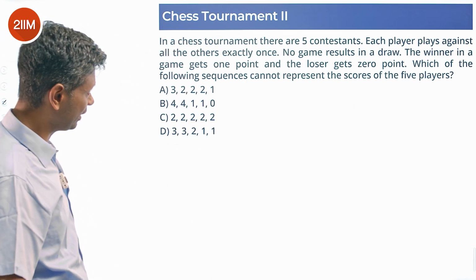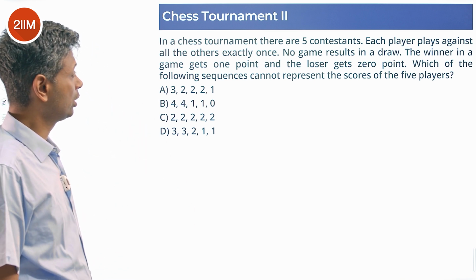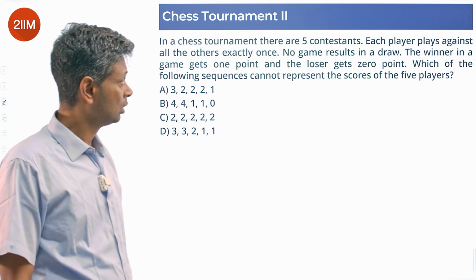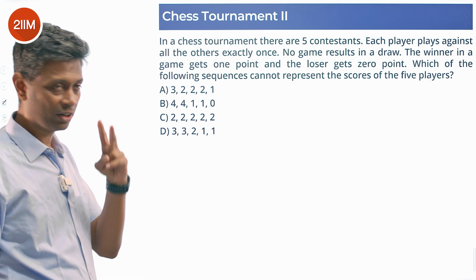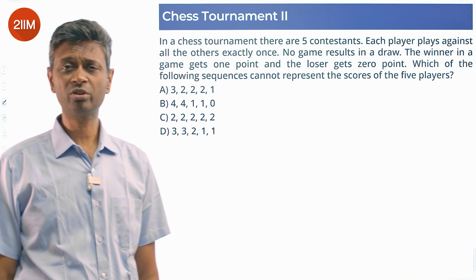In a chess tournament, there are 5 contestants. Each player plays against all the others exactly once. No game results in a draw. The winner in a game gets 1 point, the loser gets 0 points. Which of the following sequences cannot represent the scores of the 5 people?